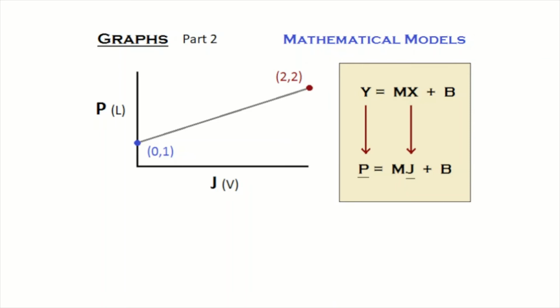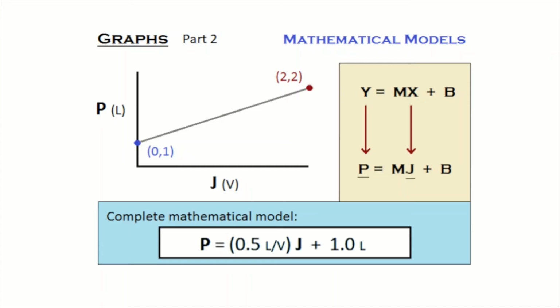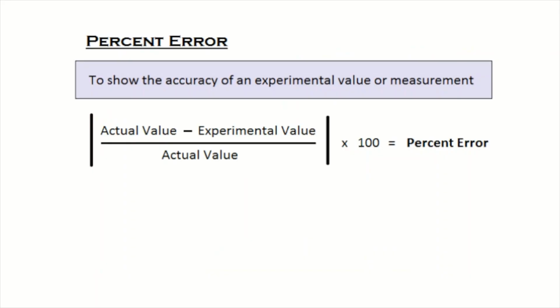Because this graph has numbers, I can solve for m, the slope, and b, the y-intercept. If I do so, the slope comes out to 0.5. The units would be L over V, rise over run, and my y-intercept is 1. And I'll use L as the unit because that's what my y-axis is measured in. So this is a better physics equation because I can plug in any future value of j, and it would spit out for me the value of p.